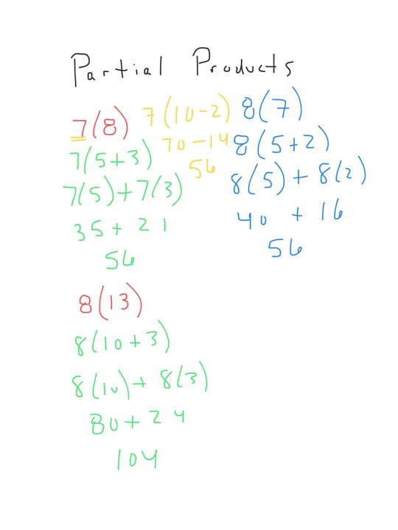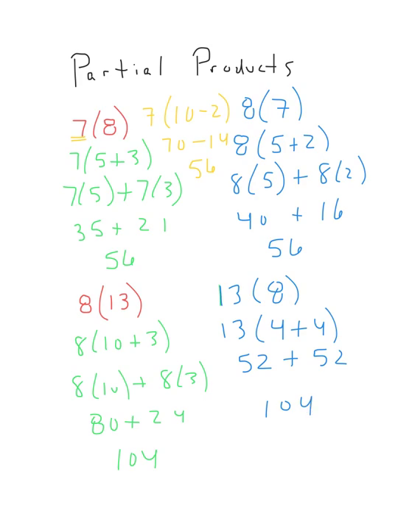Another way you may have looked at it is, again, everybody's different. Maybe, let's do this in blue, when you had your 13 groups of 8, maybe you said, well, I would rather break that into 4 plus 4 is 8, because I know 13 4s. Well, 13 plus 13 is 26. 26 plus 26 is 52. So 13 4s is 52. Again, I still get 104.